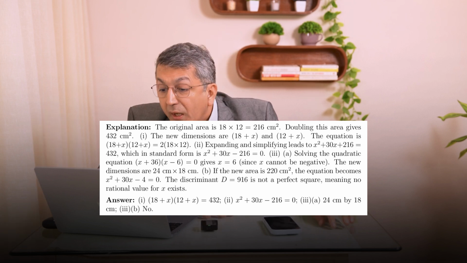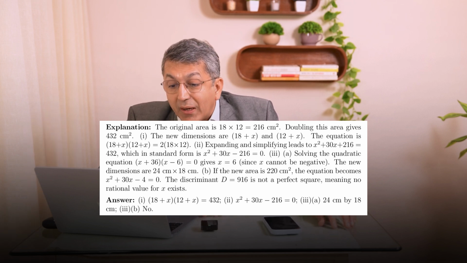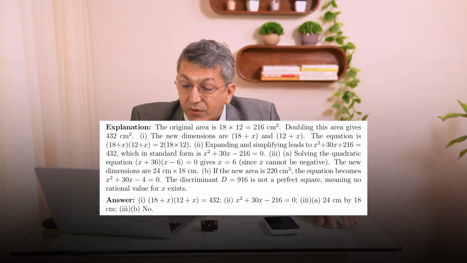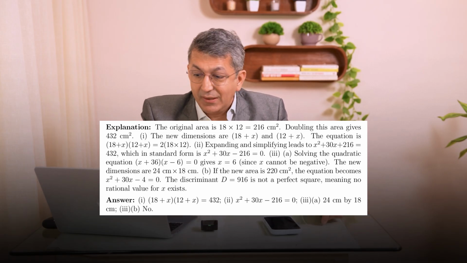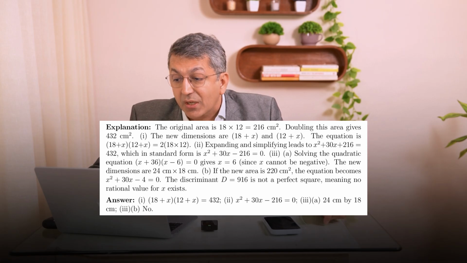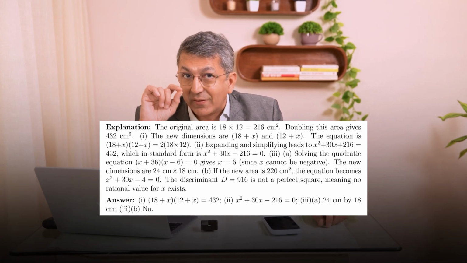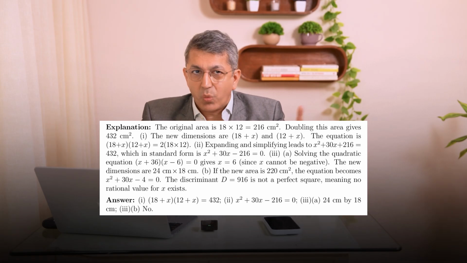Now, b. If the new area is 220 centimeters square, the equation becomes x square plus 30x minus 4, which is equal to 0. The discriminant D is equal to 916, which is not a perfect square, meaning no rational value for x exists. Our answer is 1.